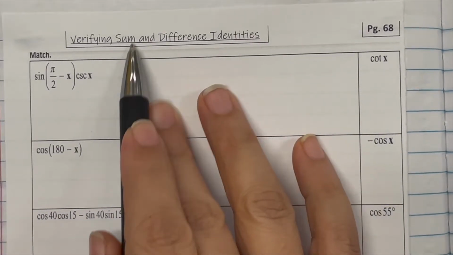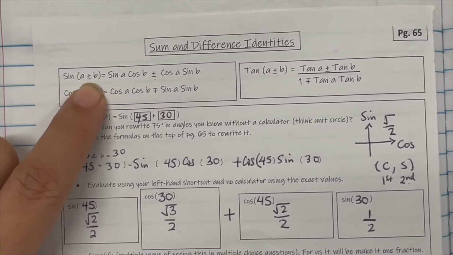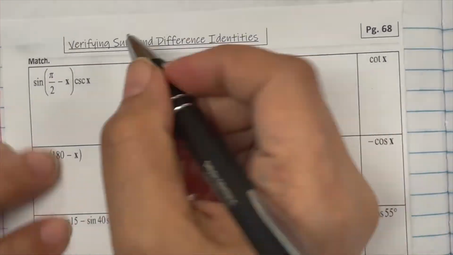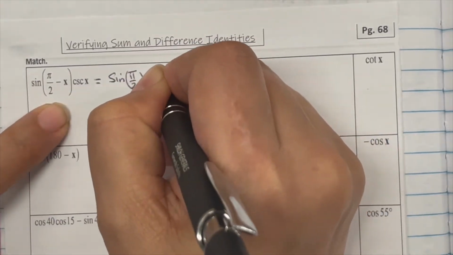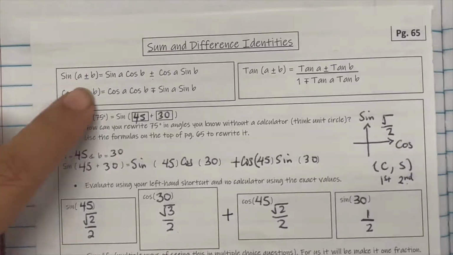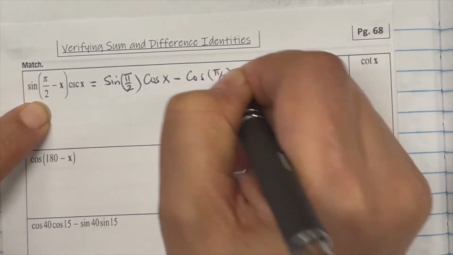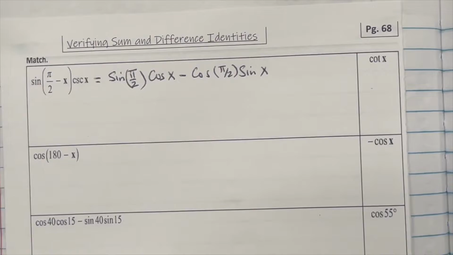All right, so we're going to take a look at verifying sum and difference identity. So the left side is going to match the right-hand side. Looking back at our formula, we have a minus, so the bottom is minus. So it's sine A cos B: sine of the first thing, cosine of the second thing, minus cosine of the first thing and sine of the second thing. And then all that is multiplied by cosecant x.